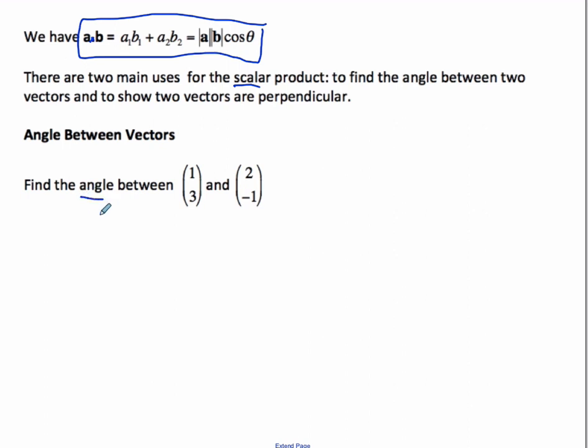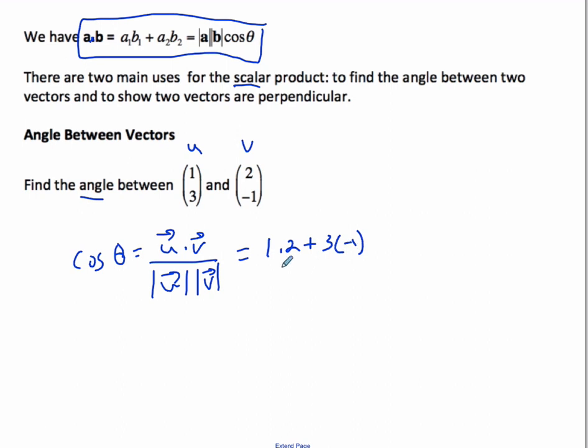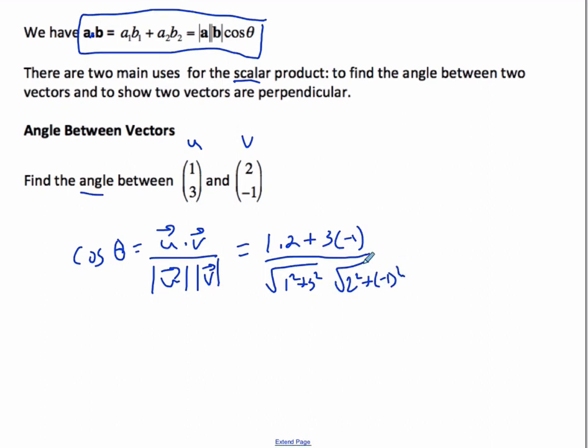Okay, so find the angle between these two. Well, we're going to use this rule, rearranged: cosine theta equals, let's call these u and v, u dot v over magnitude of u, magnitude of v. So to get the dot product, we do 1 times 2 plus 3 times negative 1. And on the bottom, we're going to get the magnitudes, so this is 1 squared plus 3 squared, 2 squared plus negative 1 squared.